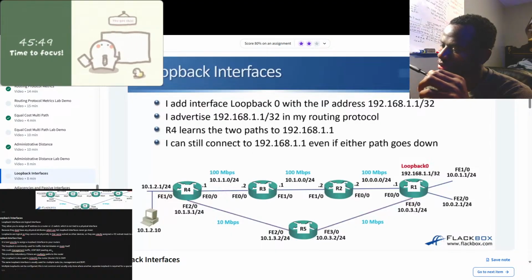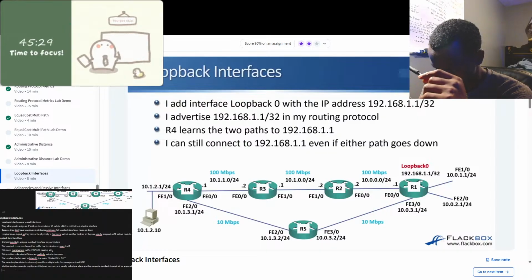Let's say that we're sending IP telephony traffic from behind R4 to R1. We want to make sure that it's always going to get there even if one of the paths goes down. So we don't direct it at a physical address on R1, which can go down, we direct it at the logical address. And that way, even if one path goes down, the traffic is still going to get there across the other path. So that's why we use loopbacks.